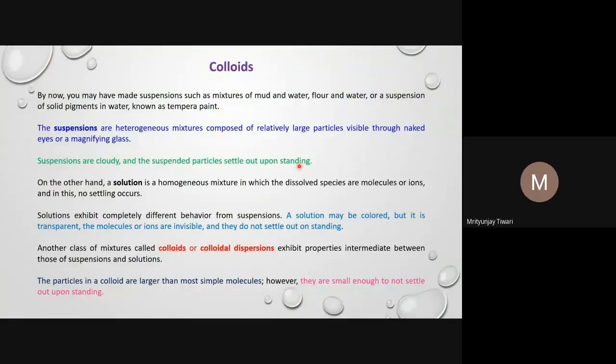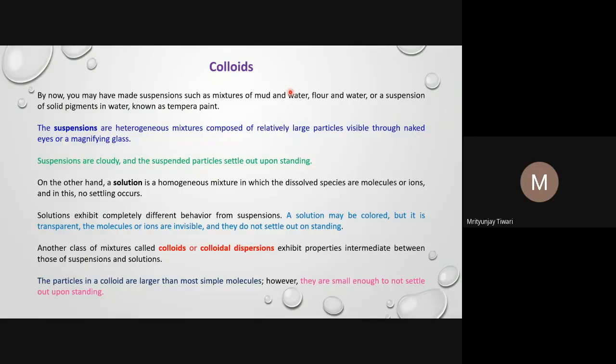Good morning, students. Today we are going to start a new topic, colloids. In previous chapters, as you know, we have studied solutions, and also heterogeneous and homogeneous mixtures. A heterogeneous mixture is one in which the components are not uniformly distributed, and in a homogeneous mixture the components are uniformly distributed.